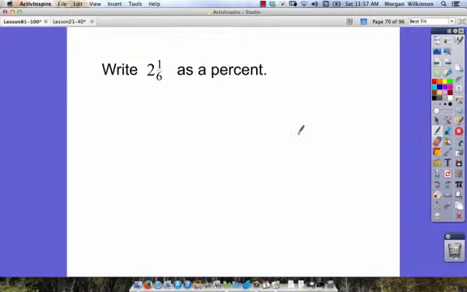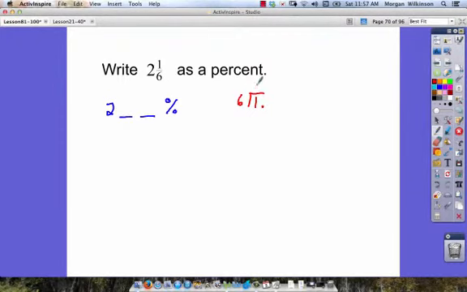Here we have 2 1/6 as a percent. Well, this must be 200 something percent. We just don't know what that percent is going to be. We can go ahead and work through the problem because we need to figure out what 1 divided by 6 is. 1 divided by 6, well, you may know that in your head, but if you don't, it's okay, because we can always do the division.